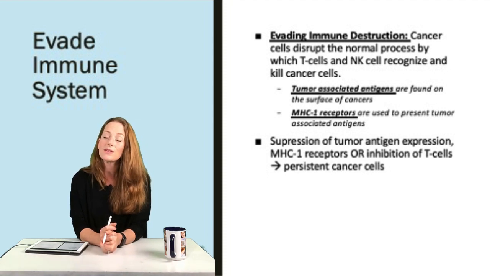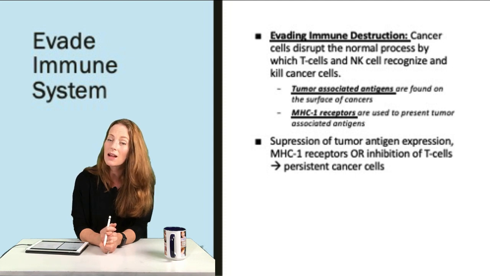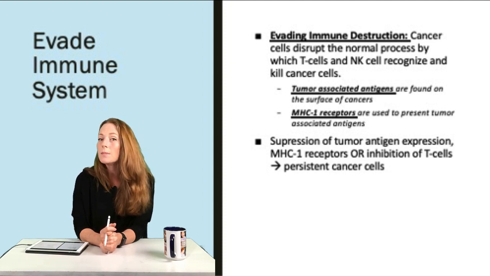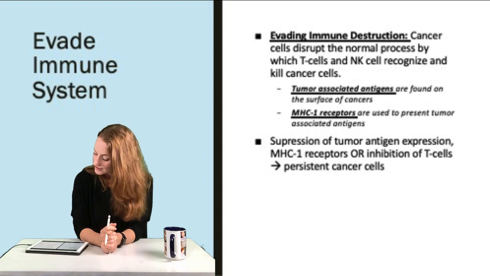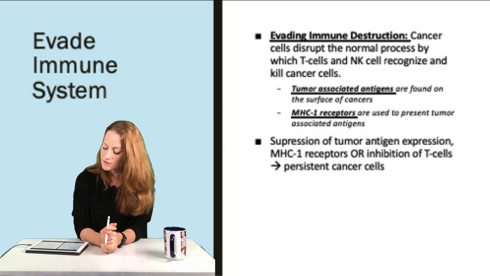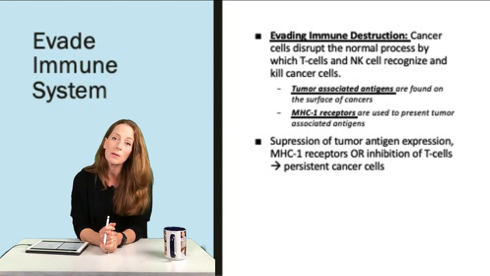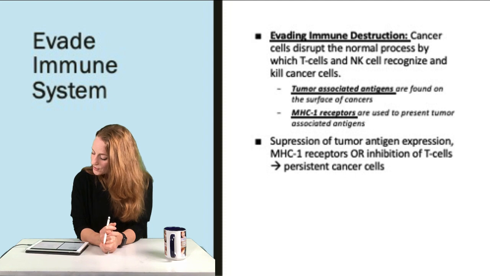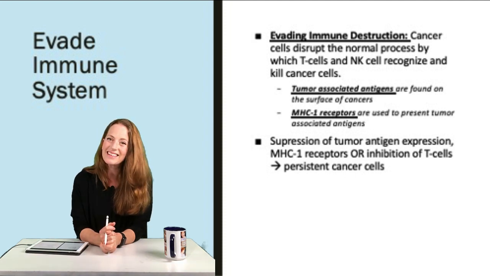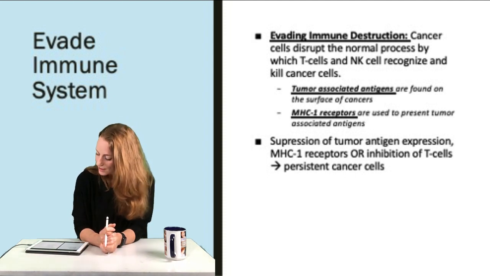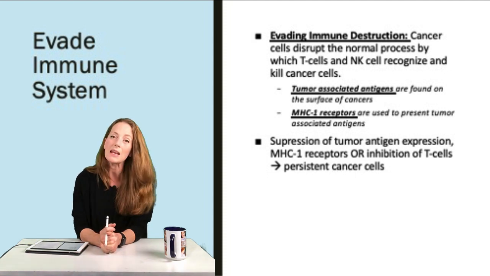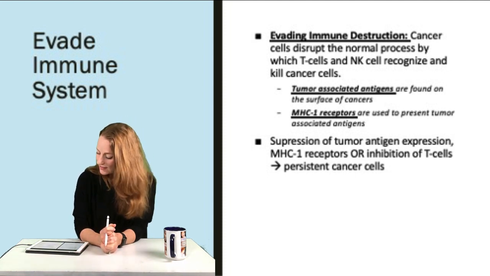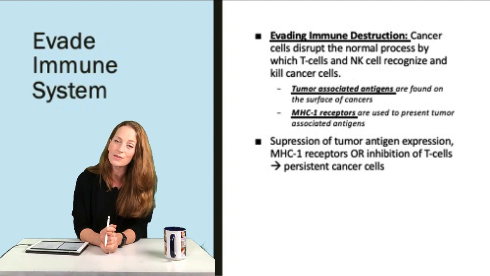They have certain cell signaling mechanisms that will be recognized by the immune system, but somehow they're evading the immune system. They have tumor-associated antigens that can flag them for the immune system, and these antigens will be presented on MHC1 proteins, flagging them for destruction. But there's suppression of tumor antigen expression in MHC1 receptors, or there may be inhibition of T cells, and that allows persistence of cancer cells.